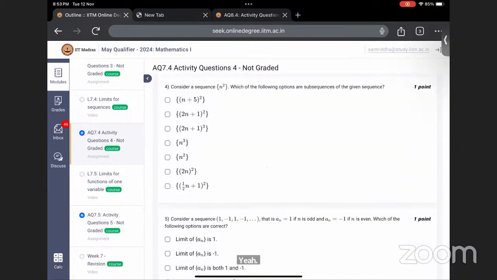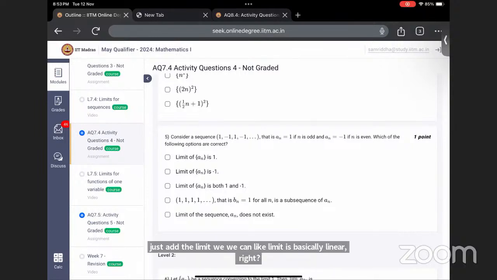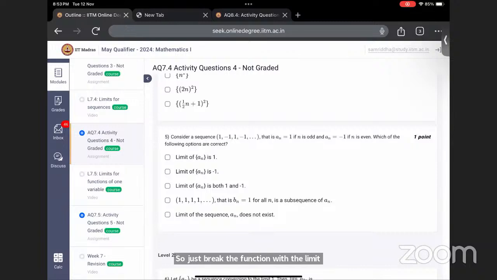I mean, you have some formulas, right? So the question may be something like this: you have some sequence an and you have the limit of an. Then you have a second sequence bn using the sequence an. Then you know that we can divide the limit, we can add the limits. Limit is basically linear, right? So just break the function with the limit, put in the values individually, then calculate.